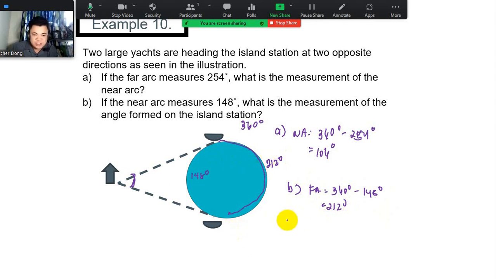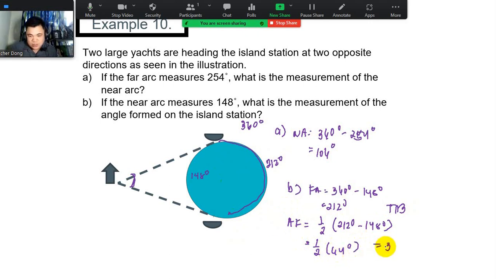So we can now proceed in solving for the angle formed. So the angle formed is 1/2 times, since we will be using Theorem 113 because the angle is at the exterior of the circle, times the far arc, which is 212 degrees, minus 148 degrees. So subtract: 212 minus 148 is 64. So it's now 1/2 times 64 degrees. So 1/2 of 64 is 32 degrees. So the measurement of the angle formed is 32 degrees. That's how you solve for problems involving angles formed by secants and tangents.